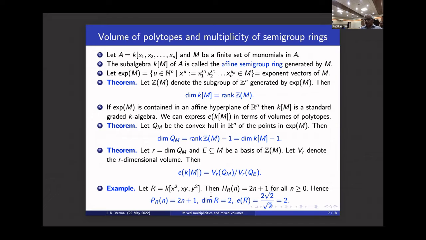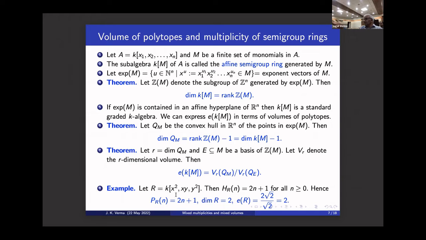And for the multiplicity, I can use this formula and get this polytope Qm. Qm is the polytope which is the convex hull of these 3 points in the plane. That's a line segment. It is one dimensional. I find the length of this line segment, and divide by the length of the line segment corresponding to the basis. And you can check that it is actually 2 root 2 over root 2, and it is equal to 2.